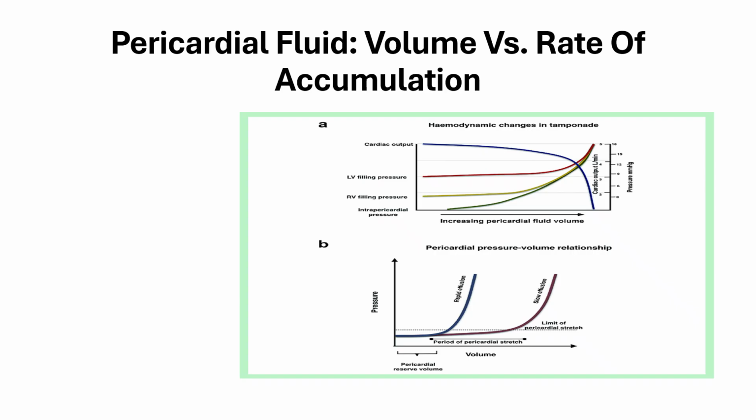These patients can still develop tamponade at a later point if the volume continues to accumulate and the limit of pericardial stretch is reached, and then the pericardial pressure will start rising very rapidly. Please take a look at this graph, which shows you the relationship between cardiac output, filling pressures of the LV, RV, and intrapericardial pressures as well. And on the bottom part of the screen, you see two concepts which we discussed, such as rapid accumulation and gradual accumulation and the risk of pericardial tamponade.